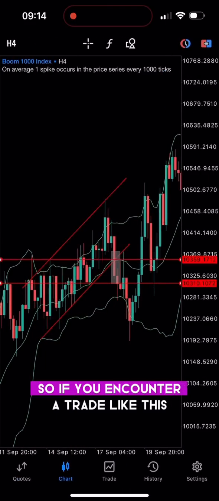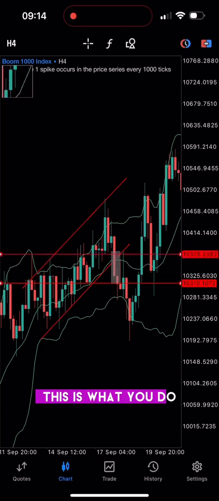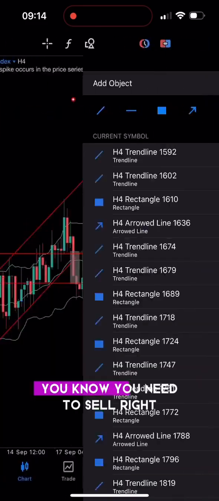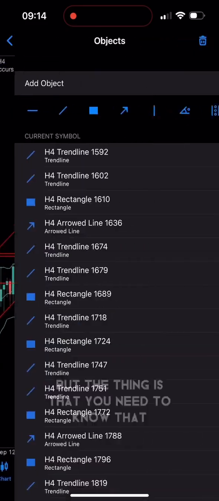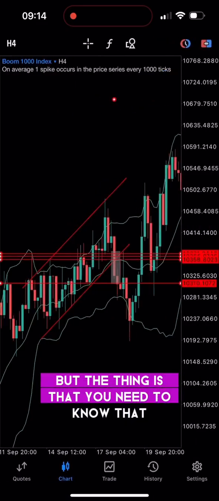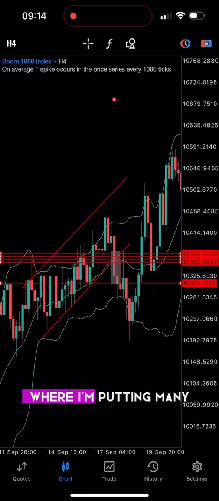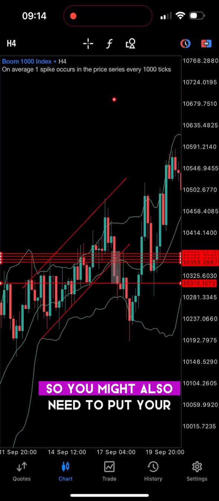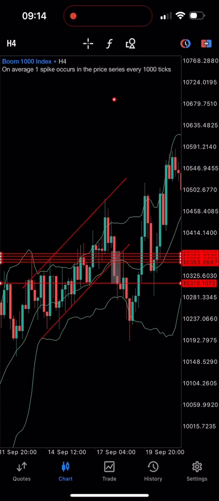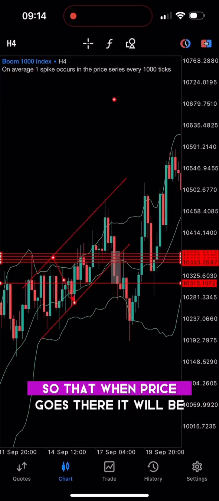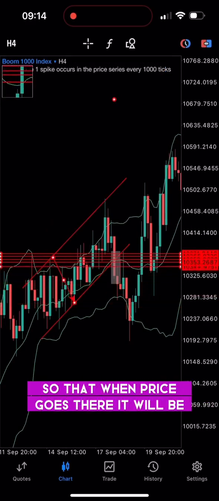So if you encounter a trade like this, this is what you do. When you see a breakout, right, and then there's a pullback, you know you need to sell, right? But you need to know that it usually comes down to the trend line there, where I'm putting many lines there. So you might also need to put your sell stop there, so that when price goes there, it will be started.